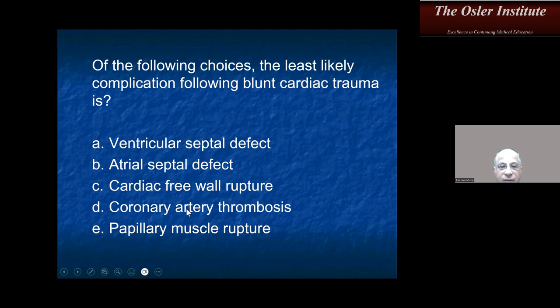Yes. Papillary muscle rupture, yes. Coronary artery thrombosis, you can with cardiac contusion. Cardiac free wall rupture can happen, and you're basically dead in the field. And ASD is not a common one. It has been described, but it's not a common complication following cardiac trauma.